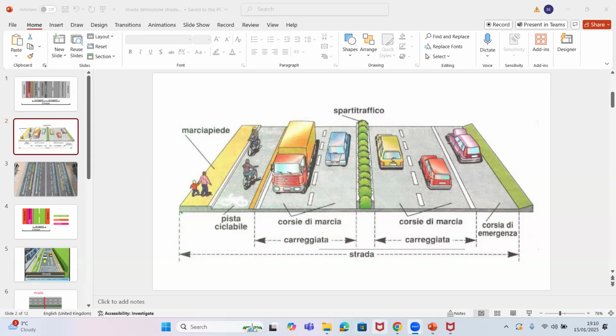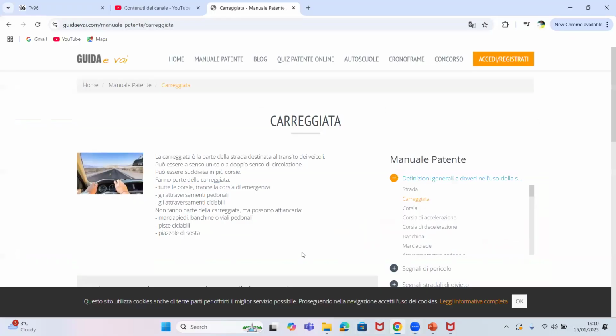That is why the book told us, if you open your app also, fanno parte della carreggiata: tutte le corsie. Every corsia is inside there. Tranne means except one particular one, the corsia di emergenza. And for those that will be doing the quiz, those jotting things down, write it down. What can you find inside a carreggiata? Write it in your own language, I don't care. Write it however you want. They said, what can you find inside a carreggiata? Number one, every corsia.